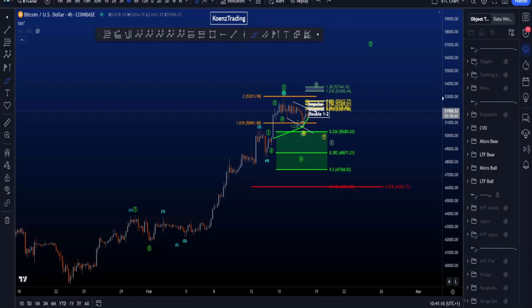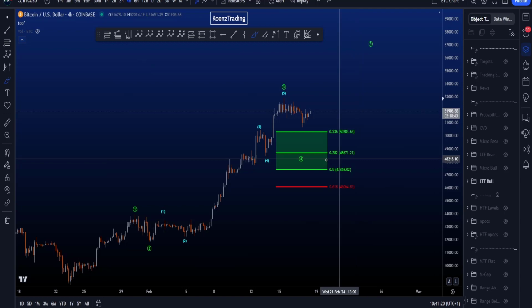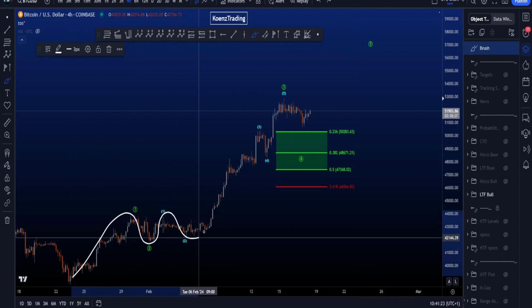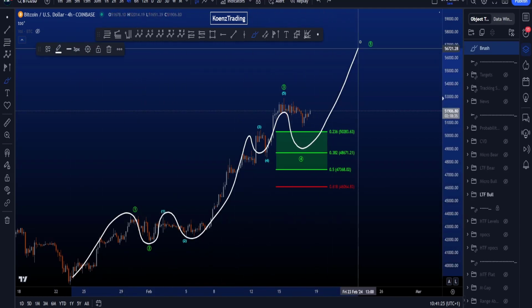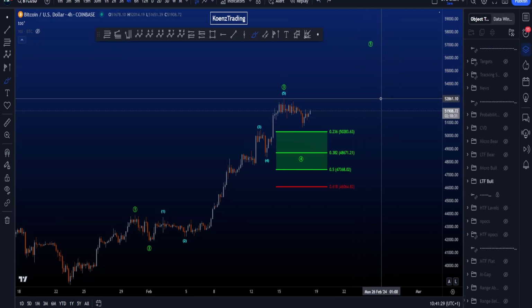Hi everyone, let's go over my bullish and bearish Elliott Wave scenarios on Bitcoin, starting on the 4-hour chart with the bullish scenario where we are looking for a 5-wave impulsive structure to the upside, after which we expect a bigger corrective structure to the downside.